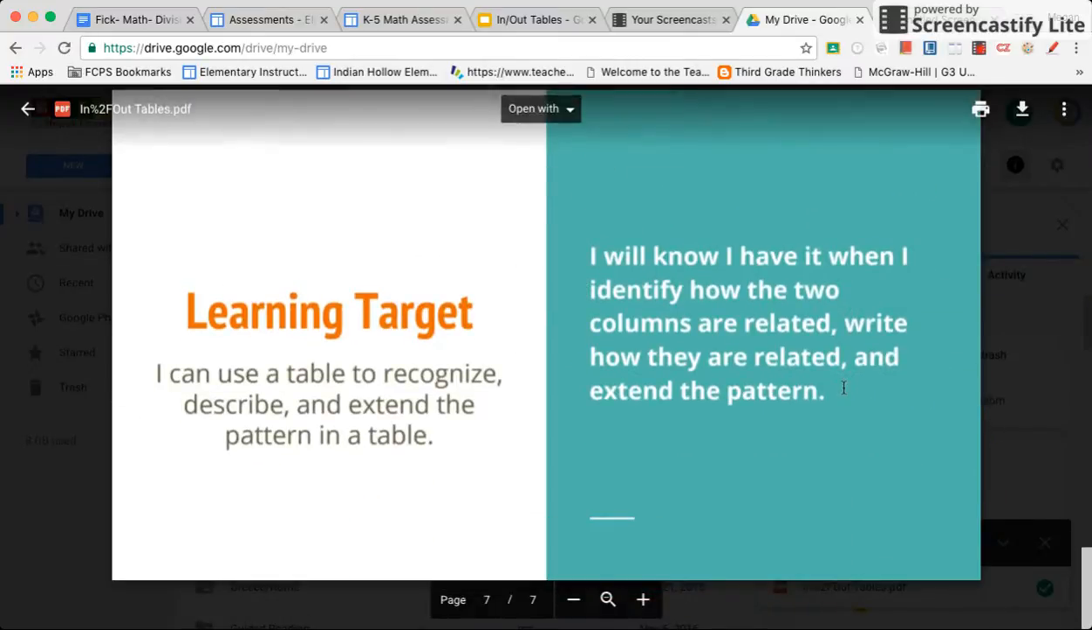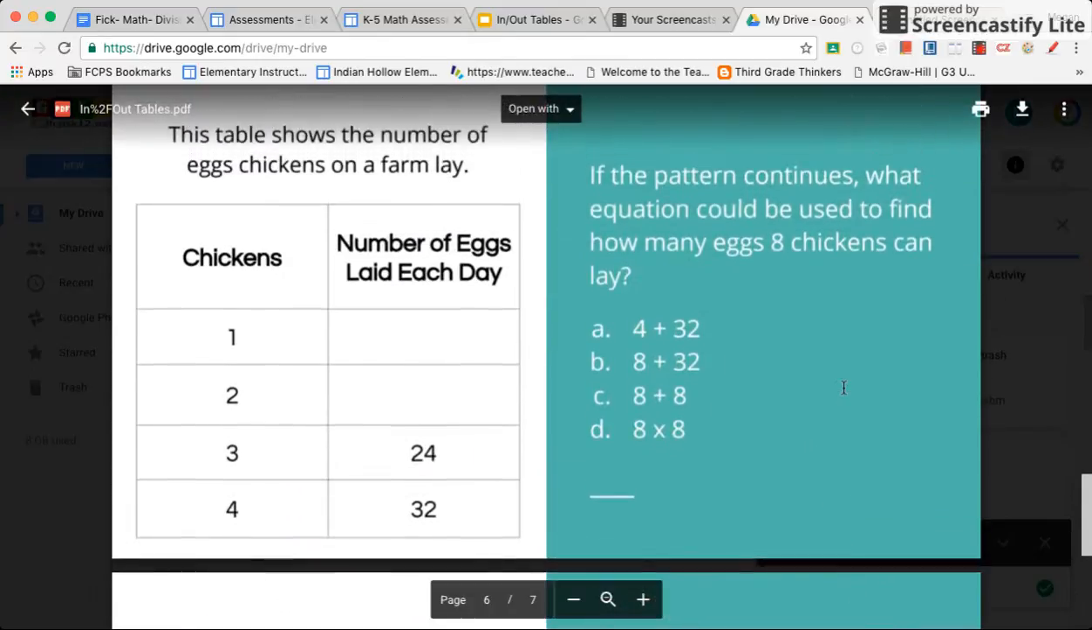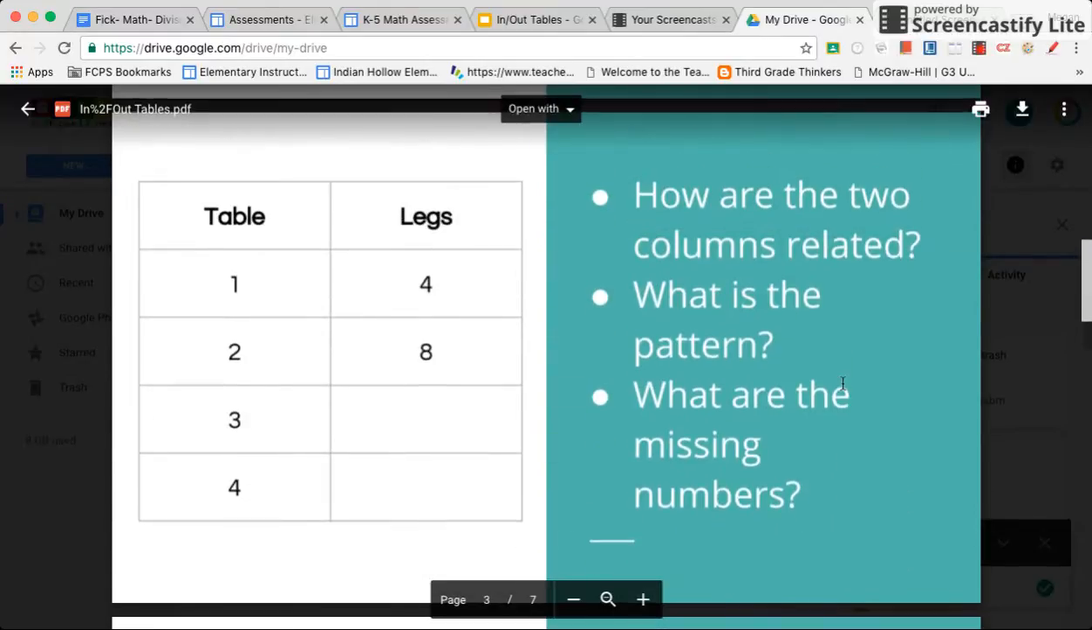So let's just go ahead and reflect for 1 minute. My learning target was that I can use a table to recognize, describe, and extend the pattern in a table, and I will know I have it when I identify how the 2 columns were related, write how they are related, and I extend the pattern. And that was what we were doing all along here in each one of our example questions.